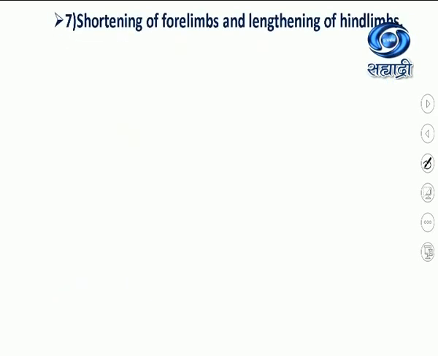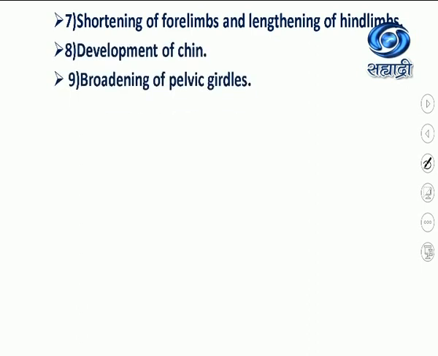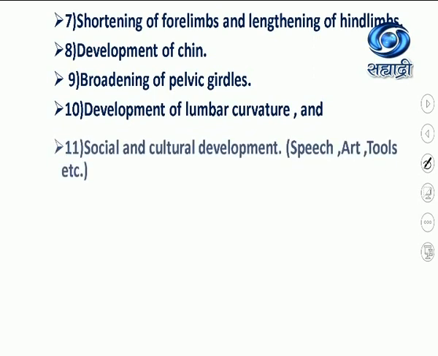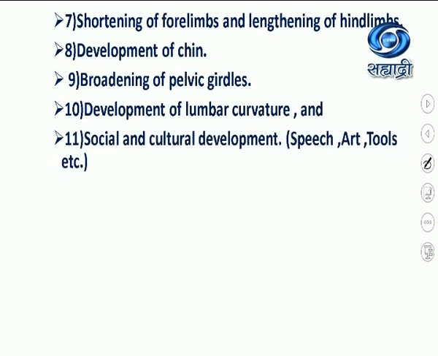Shortening of forelimbs and lengthening of hind limbs occurred. Development of chin took place. Broadening of the pelvic girdle occurred. Development of lumbar curvature, social and cultural development occurred: speech, art, tools, etc. So there are many other points related to human evolution. We will discuss them again in our next lecture.